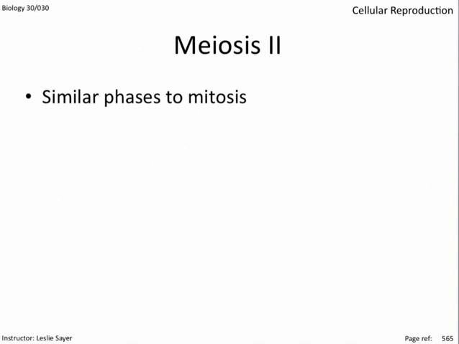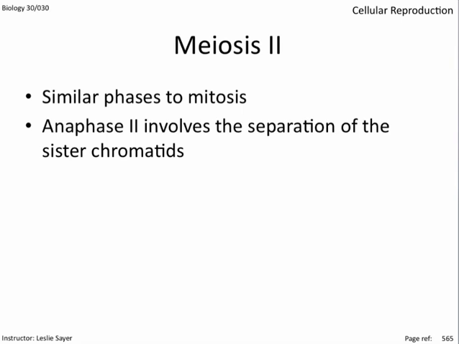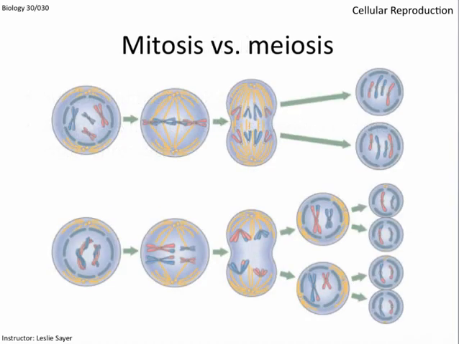So Meiosis II has similar phases to mitosis, differentiated by Prophase II, Metaphase II, Anaphase II, and Telophase II. Anaphase II involves the separation of the sister chromatids. The daughter cells are still haploid, just like the end of Meiosis I, only this time they're not in replicated pairs.